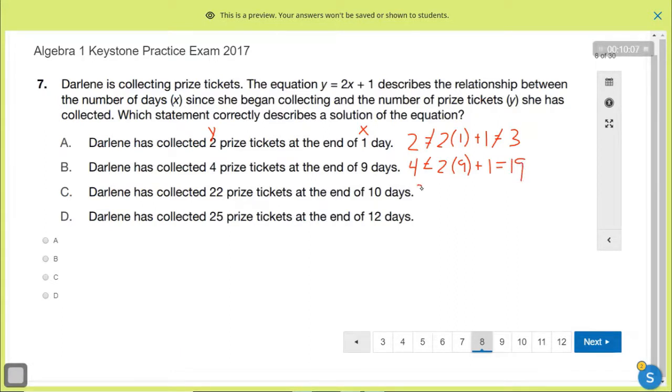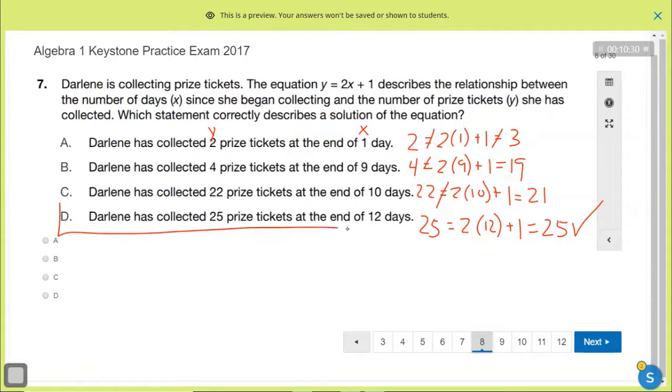Let's look at the next one. D, 22 is equal to 2 times 10 plus 1. Well, 2 times 10 is 20 plus 1 is 21. That's getting closer, but still not correct. Let's hope this last one is correct here, unless we made mistakes. 25 is equal to 2 times 12 plus 1. Well, 2 times 12 is 24 plus 1 is 25. That is true. D is the only one that is a true solution for this equation.